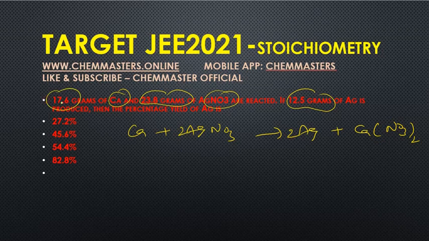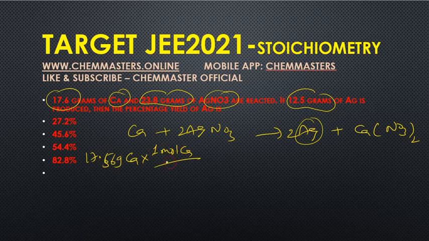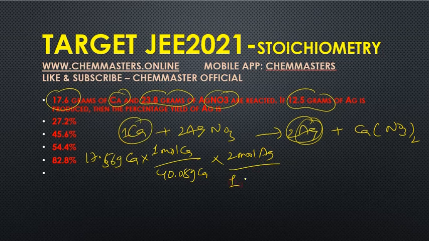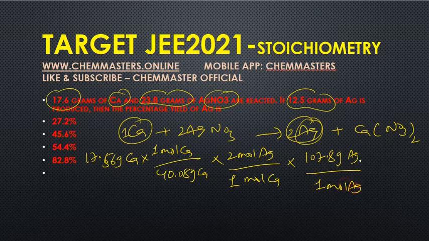Now you can take 17.6 grams of calcium, and we need to find how many grams of silver should be produced. So 17.56 grams of calcium into 1 mole of calcium by, what is the atomic mass of calcium? 40.08 grams of calcium, into how many moles of silver is produced? 2 moles of silver is produced from how many moles of calcium? Only 1 mole of calcium. Into, what is the atomic mass of silver? That is 107.8 grams of silver by 1 mole of silver. Okay, so it will produce 94.52 grams of silver.